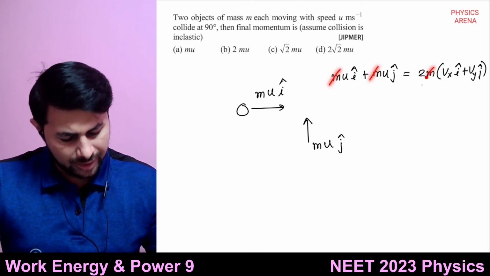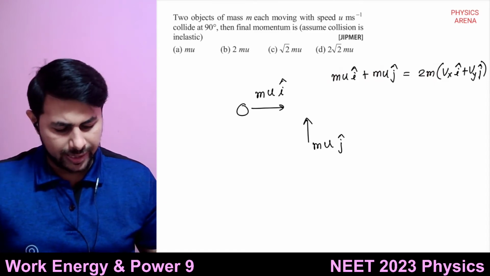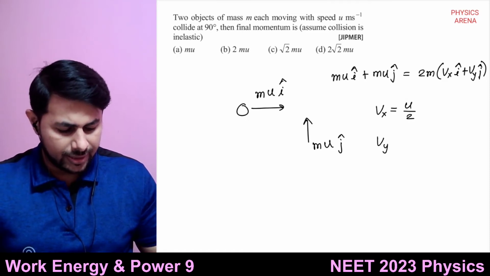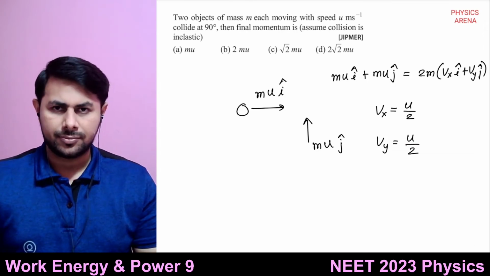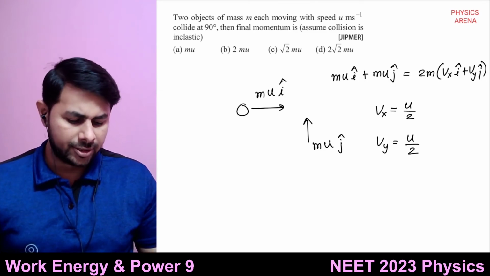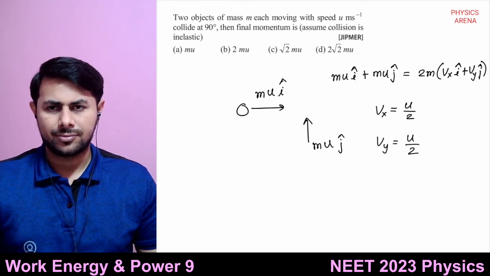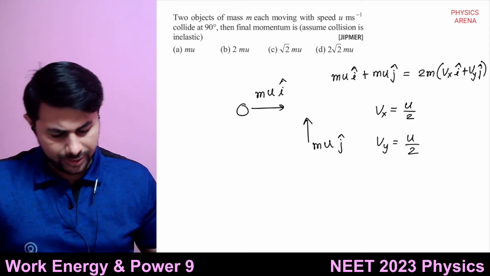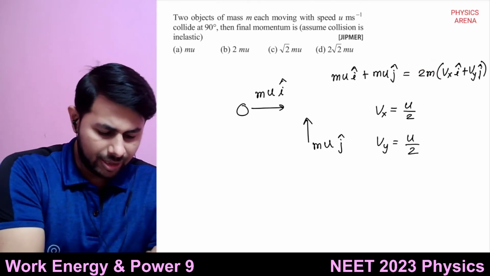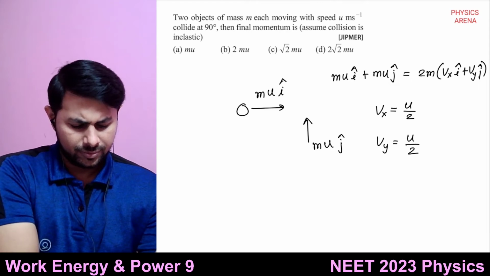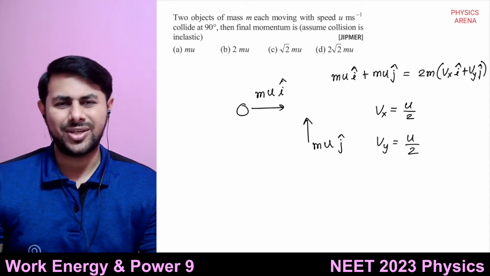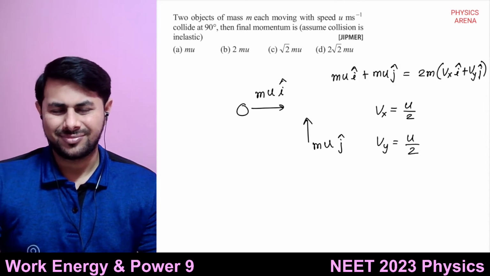So this m gets cancelled out, and you can move 2 to the left hand side. So you get Vx is equal to u by 2, Vy is also equal to u by 2, right? Okay, but the question is, how much is the momentum? How much is total momentum? So see, the momentum is 2 times... Okay, tell me how much is the total momentum? Oh, actually we don't need to solve this also. Total initial momentum equals total final momentum. Yes, no?